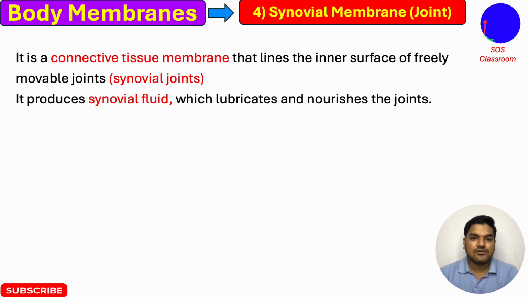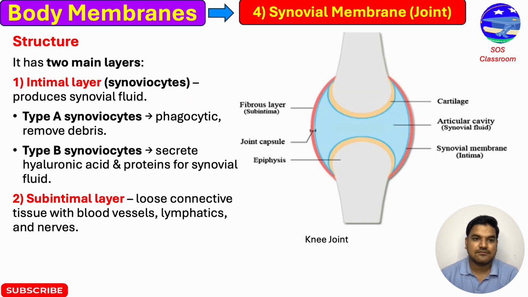Next, the fourth membrane is the synovial membrane. The synovial membrane is present on the freely movable joints of the body. It is also a connective tissue membrane that lines the inner surface of the freely movable joints, called the synovial joints. Synovial joints secrete fluid called synovial fluid, which helps with lubrication and nourishment of the joints.